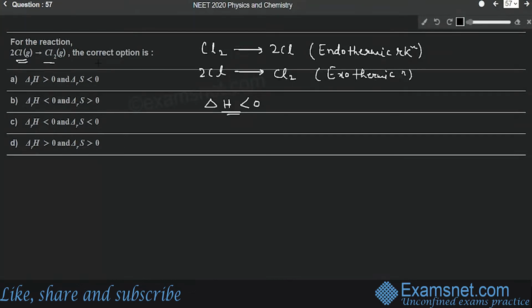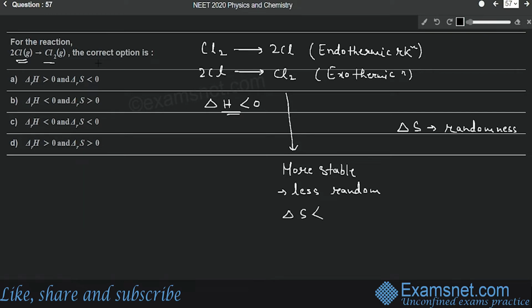Now, here we can also see that whenever a molecule is formed, that molecule is more stable as compared to the individual atoms, right? So there will be less randomness. That means molecule will be less random. And what is the indication of randomness? Delta S. Delta S is the change in entropy, and that is an indication of randomness. So less randomness means delta S will be negative. Okay. So which option will be correct? Option C will be correct. Both change in enthalpy and change in entropy are negative.